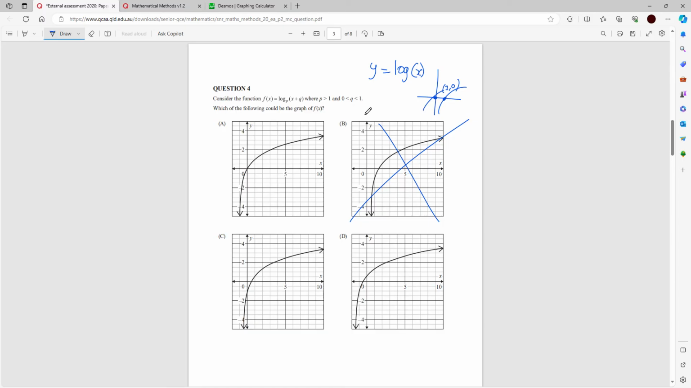So the maximum it could be is 0.99. So it can't be A either, because A goes through the origin. That assumes q was 1. But q isn't 1. It has to be less than 1. If they had written it like this, then it could probably be A, but they didn't write it like that, so it can't be including 1. So the answer isn't A either, okay? So it's between D and C.